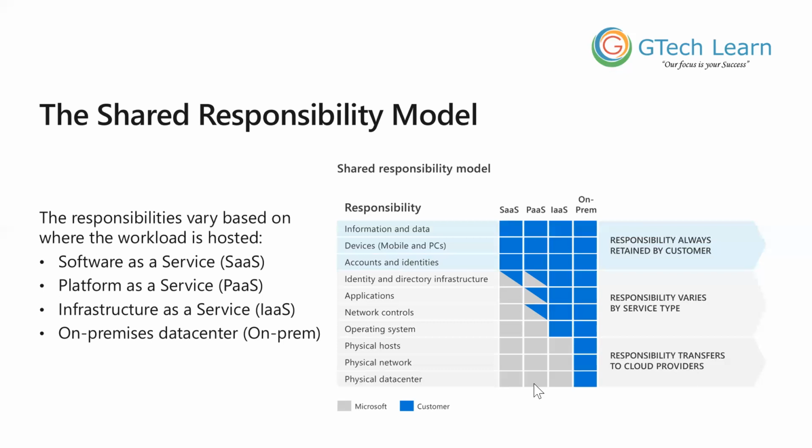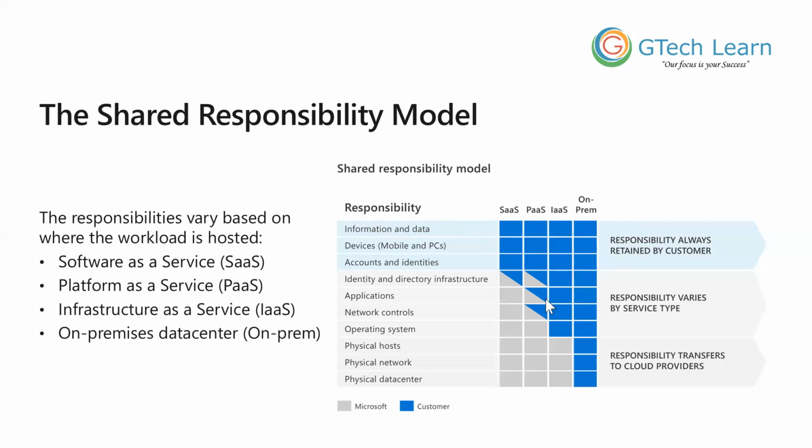In all these types of cloud, the cloud customer owns data and identity, and you are responsible for protecting the security of your data and identities and on-premises resources. So you can say that information and data, devices like mobile, PC, servers, and accounts and identity, these three responsibilities are managed by the customer. Means there is no role of Microsoft or a cloud provider on these three lines.